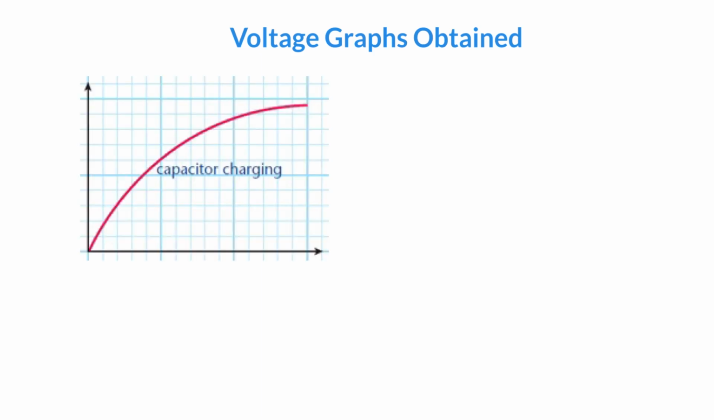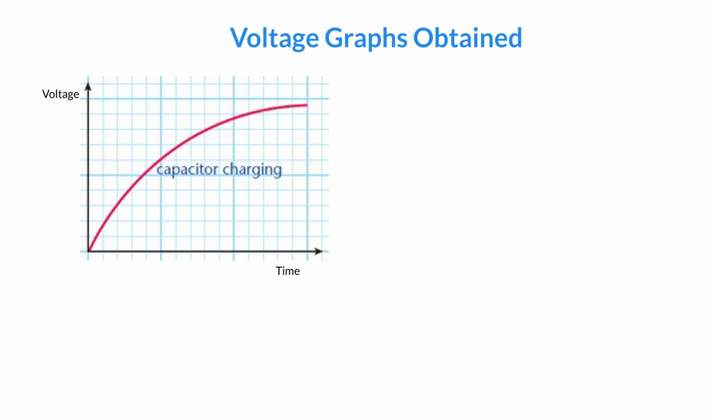Well, for charging, you'll get something like this with voltage up the side, time along the bottom, and the voltage on the capacitor increasing. It will eventually flatten out at whatever the charging voltage is, whatever your battery or power pack are set to. So if your power pack's set to 6 volts, this will flatten out eventually at 6 volts. If it's set to 10 volts, this will flatten out eventually at 10 volts. So you've got voltage up the side, time along the bottom. That's what you end up with when you're charging.